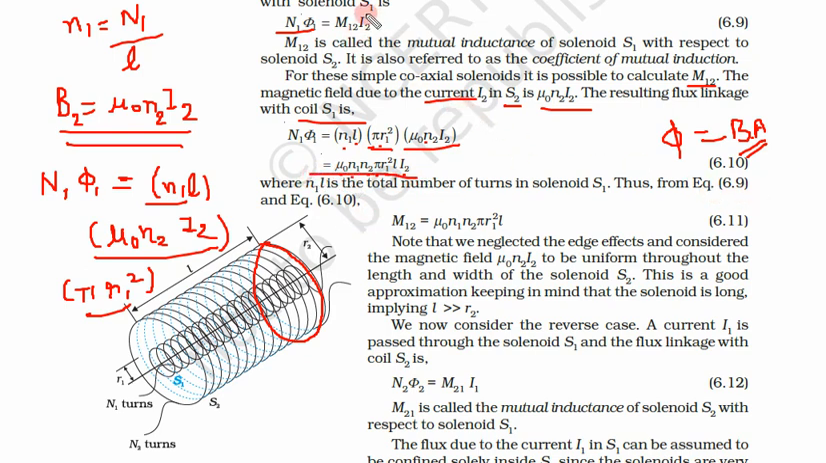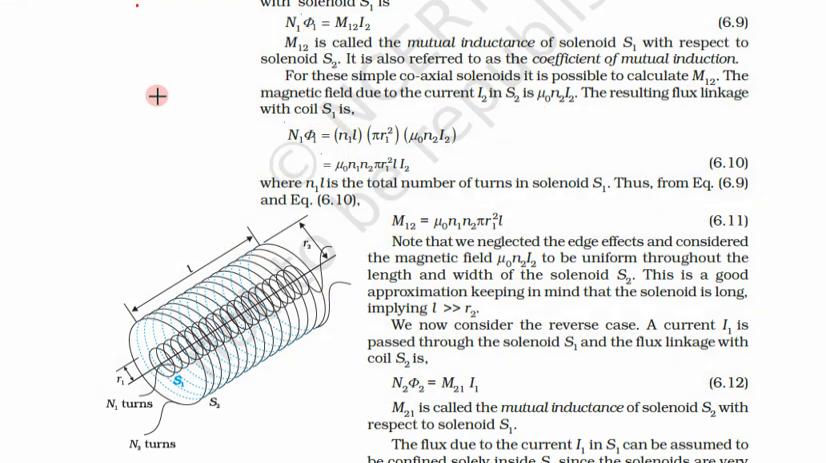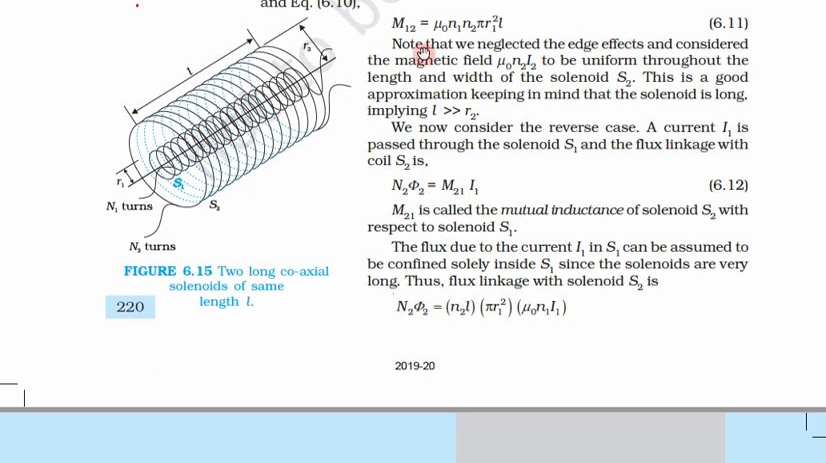When we compare this with this equation, I2 gets cancelled out. So what is the value of M12? M12 is equal to mu 0 N1 N2 pi R1 square over L. So this is the value of M12. So this is the mutual inductance in coil 1 due to coil S2.